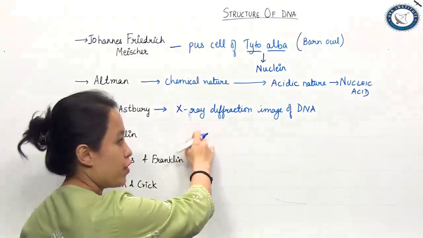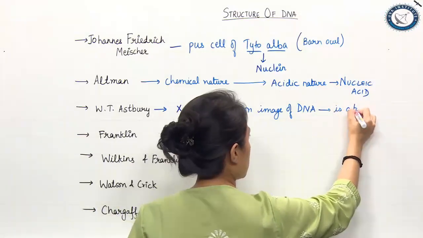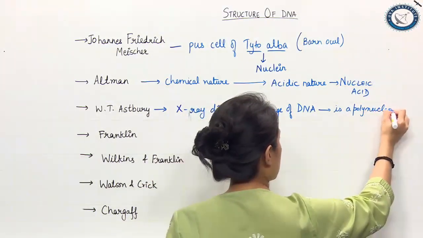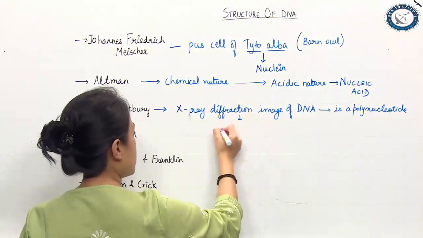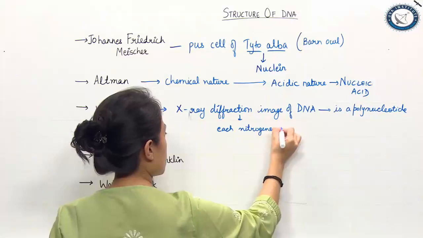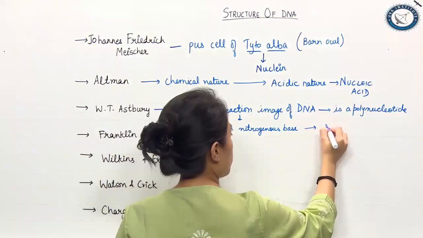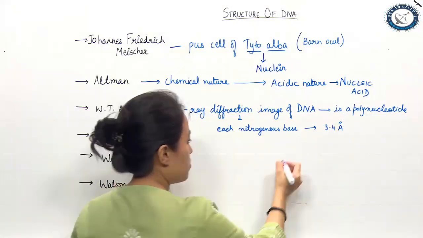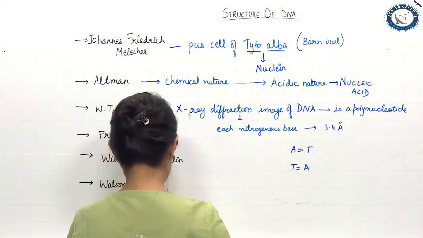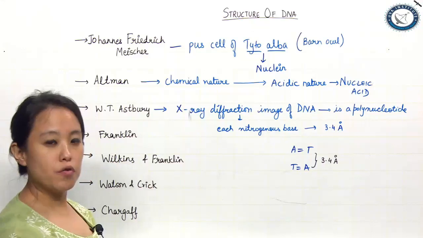On the basis of this X-ray diffraction image of DNA, it was concluded that DNA is a polynucleotide, and each nucleotide, or you can say each nitrogenous base, is present at a successive interval of 3.4 angstrom. That means the distance between them will be 3.4 angstrom, okay?